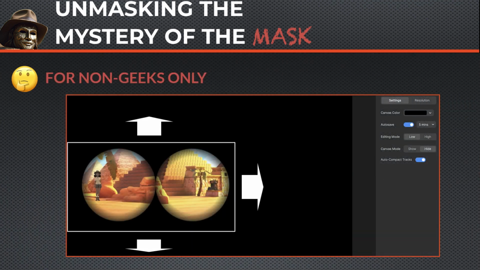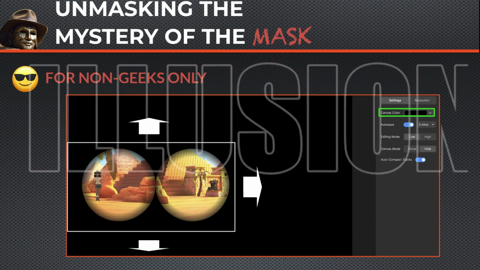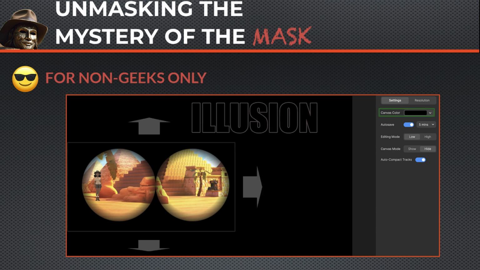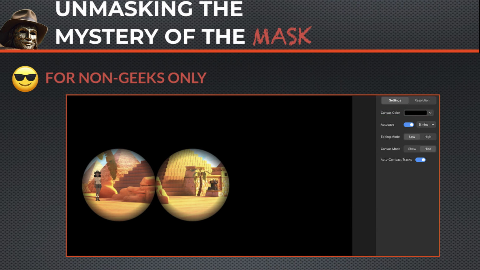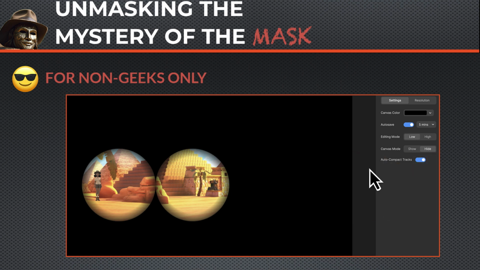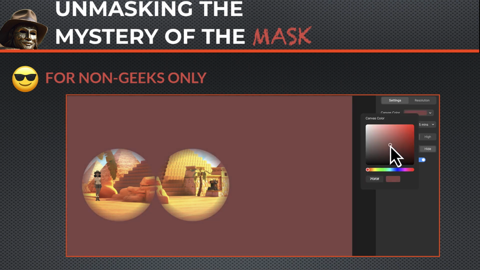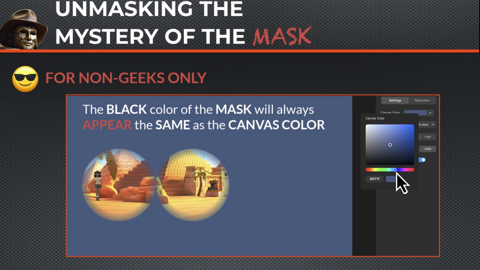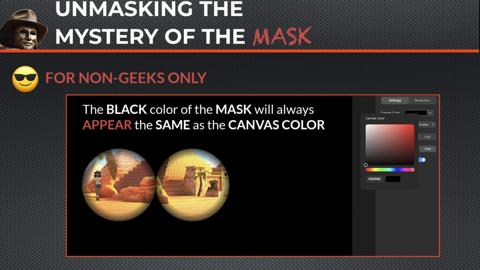The black color outside of the mask is the canvas color, which is currently black, giving the illusion that it's part of the mask. However, because the mask has black in it, remember black conceals pixels of the underlying layer, making them transparent in that area, and as a result, revealing the color of the canvas. To prove this, I will change the canvas color to illustrate that it does not matter what color the canvas is. The black color of the mask will always appear to be the same as the canvas color because the mask is transparent, showing the canvas color in those areas.